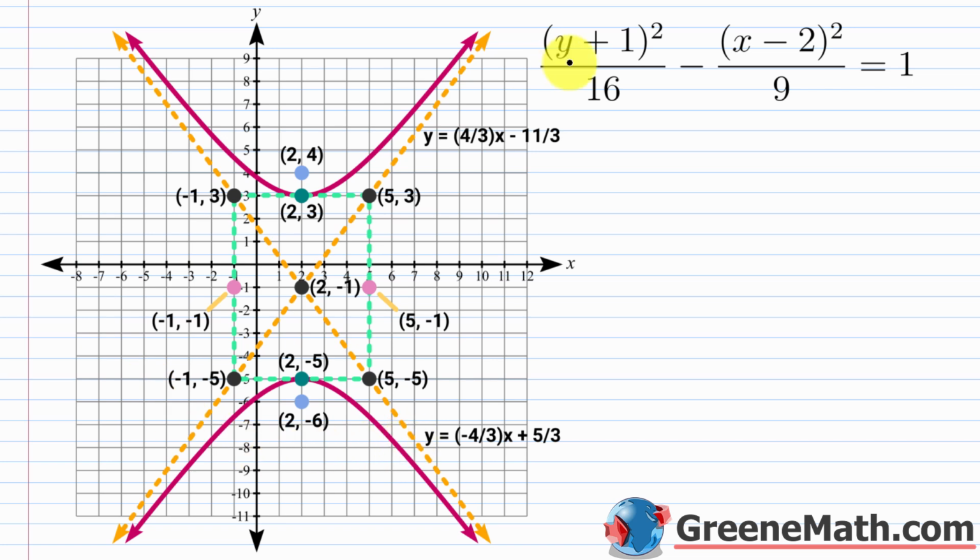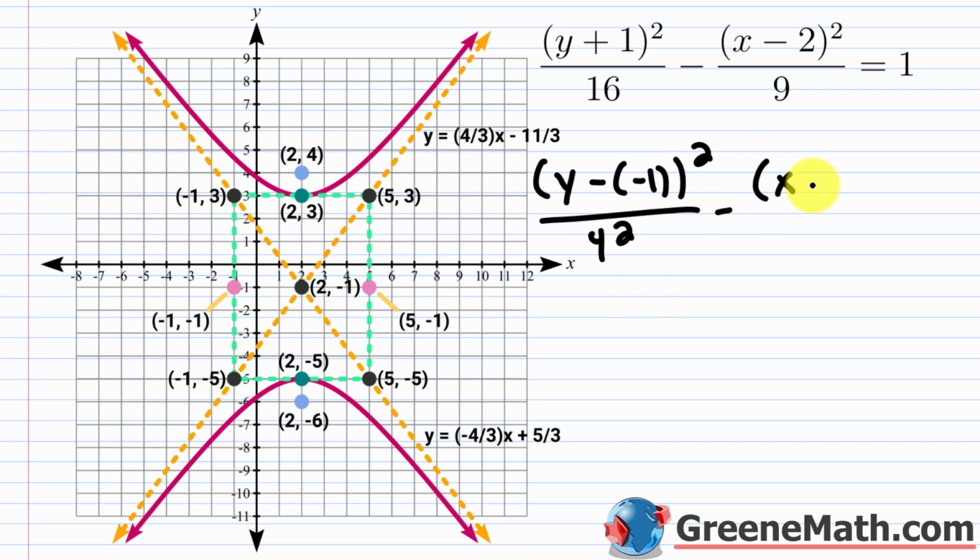So first off, if I got this problem, I would rewrite it. I would say this is y minus a negative 1 quantity squared over, you could put 16, but it's probably easier here for clarity to write this as 4 squared. Then minus x minus 2 quantity squared over, instead of 9, let's write 3 squared, and this equals 1.